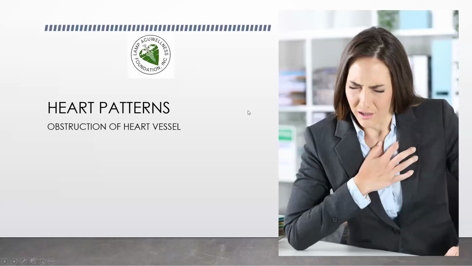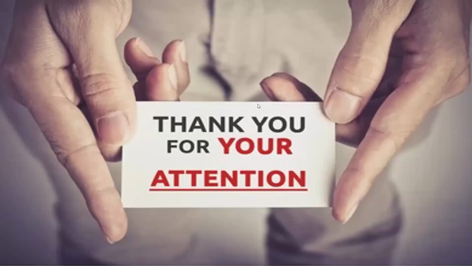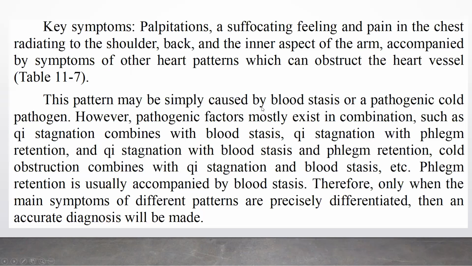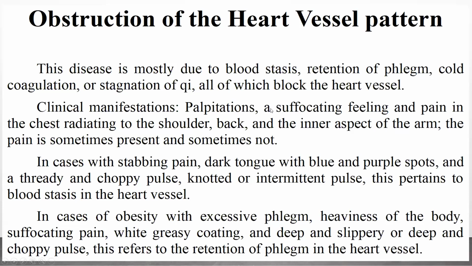Let's discuss heart patterns: obstruction of the heart vessel. This disease is mostly due to blood stasis, retention of phlegm, cold coagulation, or stagnation of qi, all of which block the heart vessel. Clinical manifestation: palpitation, a suffocating feeling and pain in the chest, radiating to the shoulder, back, and the inner aspect of the arm. The pain is sometimes present and sometimes not.